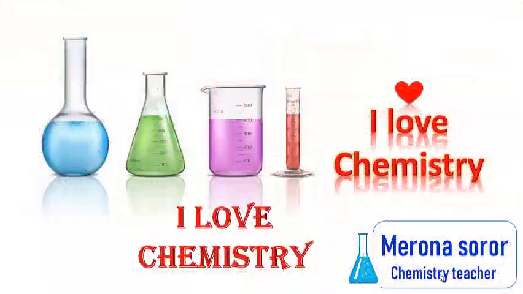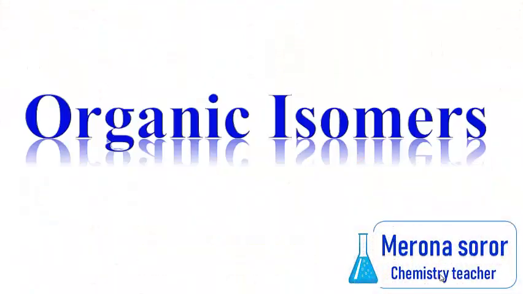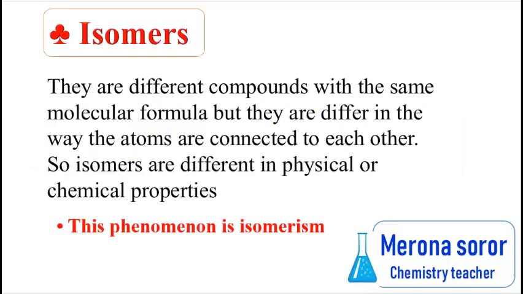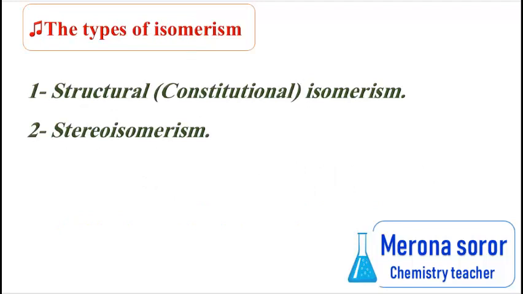Miro Nasroor, chemistry teacher. Our topic today, organic isomers. Isomers are different compounds with the same molecular formula, but they are different in the way the atoms are connected to each other. So, isomers are different in physical or chemical properties. This phenomenon is isomerism. The types of isomerism.